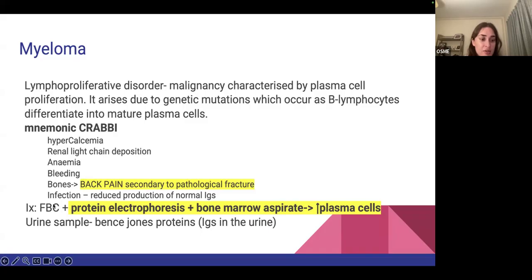And the way you investigate it is a full blood count, but often the question will ask, there'll be an elderly person with back pain and some other symptom from this list. What should the GP do next? And one of the options will often be bone marrow aspirate, but what you should be doing beforehand is a protein electrophoresis to pick up the IgGs, essentially the myeloma paraproteins. So these are proteins that look a bit like antibodies that are produced from the plasma cells. And in a urine sample, you'll see this Bence-Jones protein, which is essentially just more paraprotein within the urine.